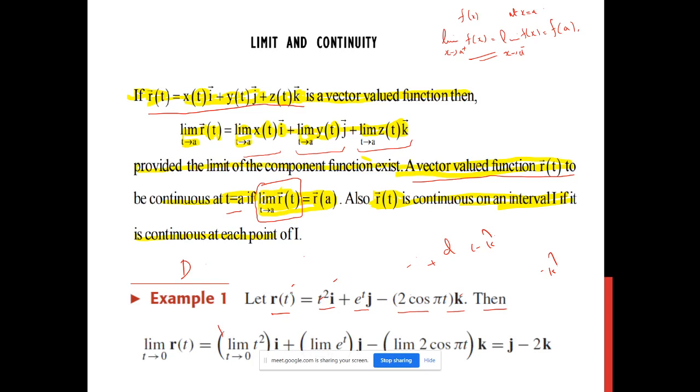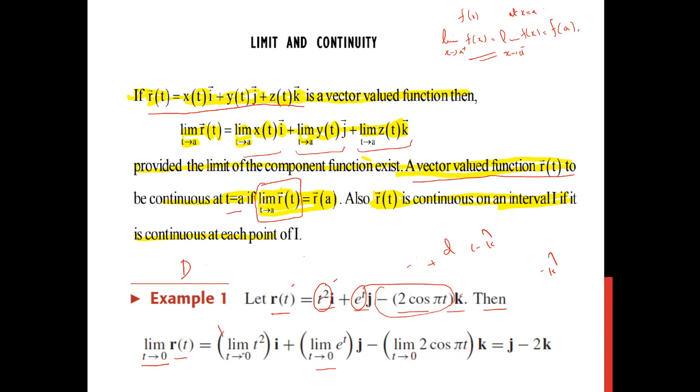Then what is the limit as t tends to 0 of r of t? We will take component wise limit. So what are the components here? x of t is t square, y of t is e raised to t, and z of t is this. So we will take component wise: limit t tends to 0 of t square i plus limit t tends to 0 of e raised to t j plus limit t tends to 0 of 2 cos pi t k.